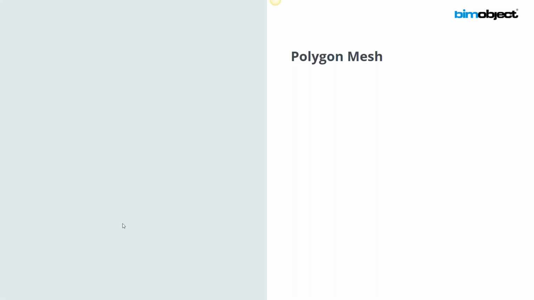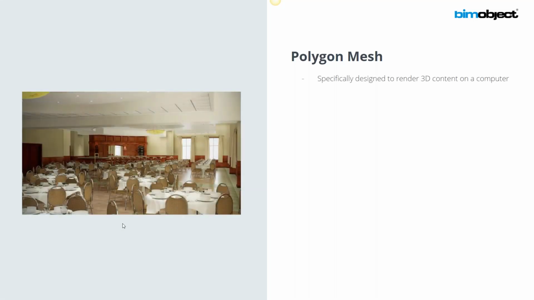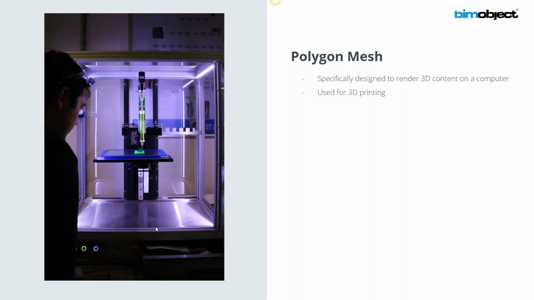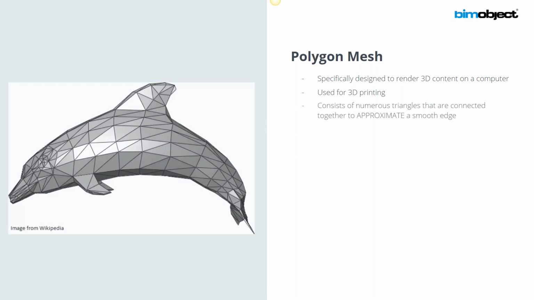Okay, Polygon Meshes. A Polygon Mesh was specifically designed to render 3D content on a computer. That's the original purpose of a Polygon Mesh. It is also really good to use for 3D printing. And the way that a Polygon Mesh is assembled is basically taking triangles or squares and stitching them together to approximate a smooth edge.